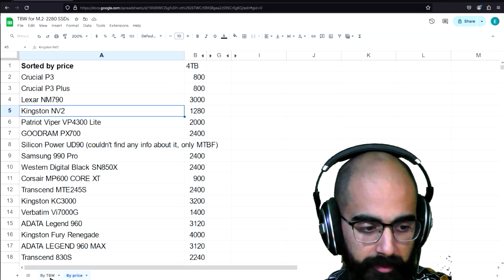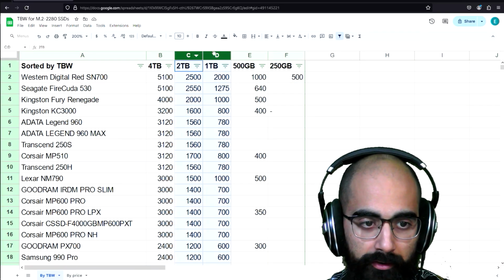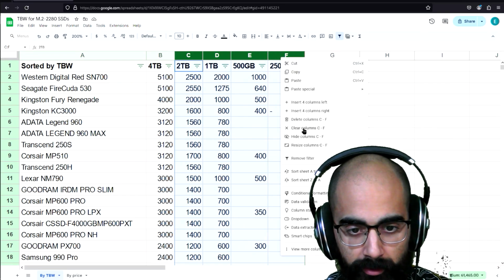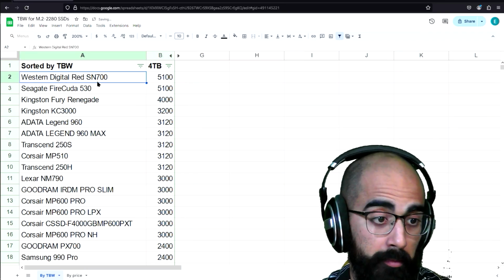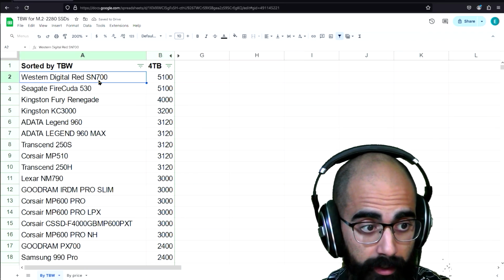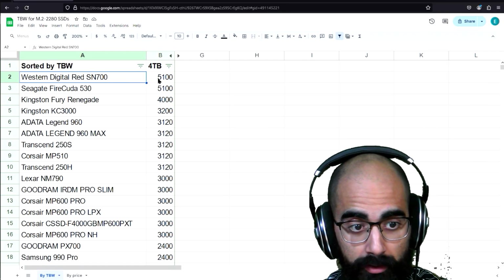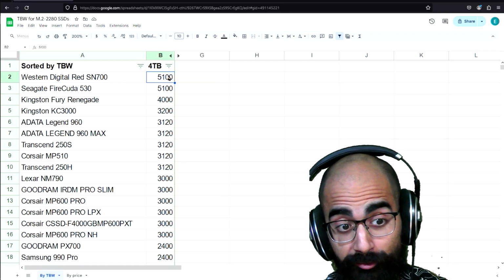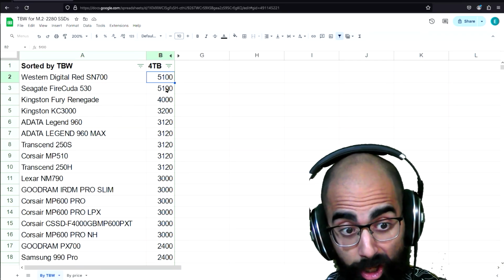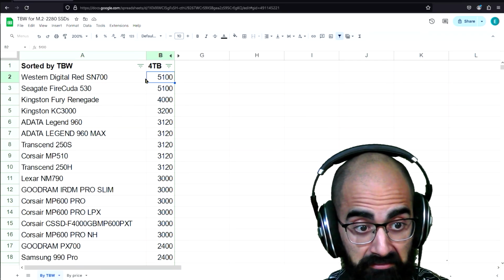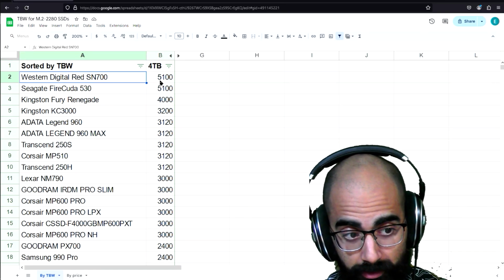And as you go down, it's more expensive. And then you have it sorted by TBW. Let me hide the other options for other sizes, because that's not really something we're tackling in this video. But for example, you can see here that an SN700 from Western Digital, the Red model, has a TBW of 5,100 terabytes. That's a lot. And, at least in my market, not much more expensive than the other options.